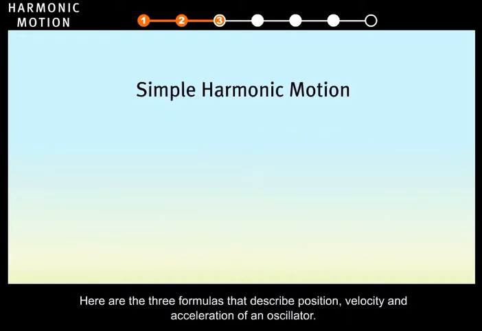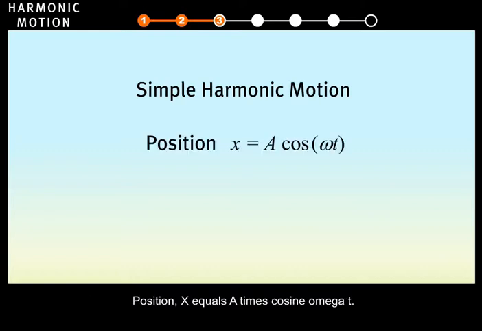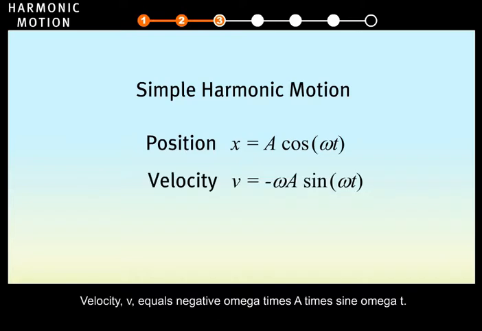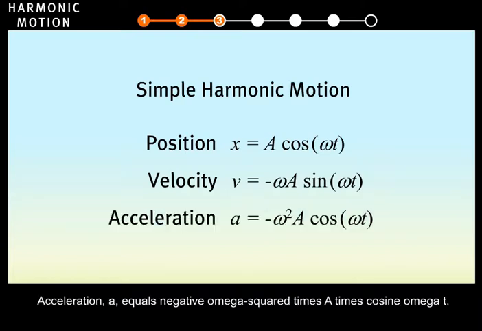Here are the three formulas that describe position, velocity, and acceleration of an oscillator. Position, x, equals a times cosine omega t. Velocity, v, equals negative omega times a times sine omega t. Acceleration, a, equals negative omega squared times a times cosine omega t.